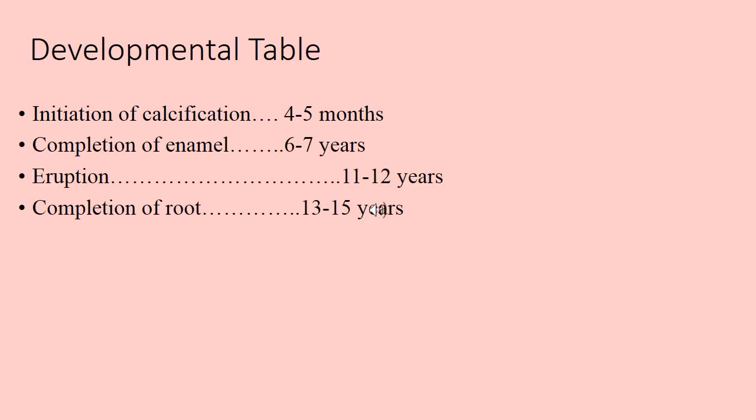Developmental table. Initiation of calcification is 4 to 5 months. Completion of enamel is 6 to 7 years. Eruption is 11 to 12 years. Root completion takes about 13 to 15 years.